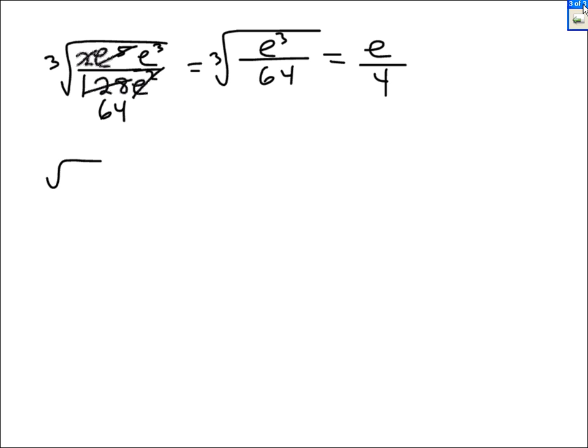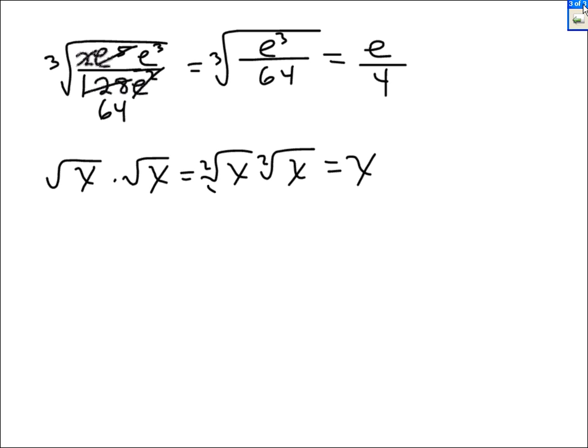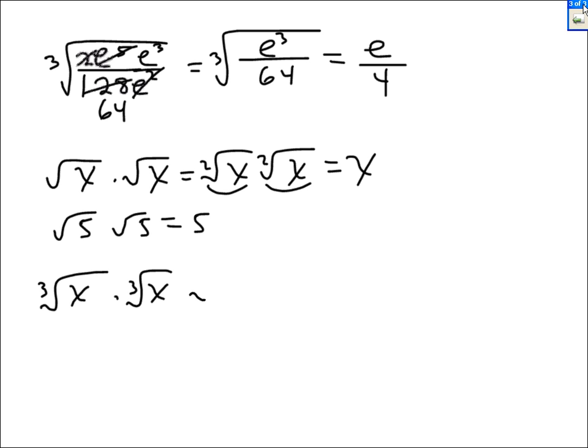Now, remember, the square root of a number times the square root of a number, which, by the way, is shorthand for this, is just that number. If you have it 2 times, you get what's underneath the radical. So if x were 5, the square root of 5 times the square root of 5 is simply 5. Now, the third root of x times the third root of x times the third root of x. The power is 3. You need it 3 times to get back x.